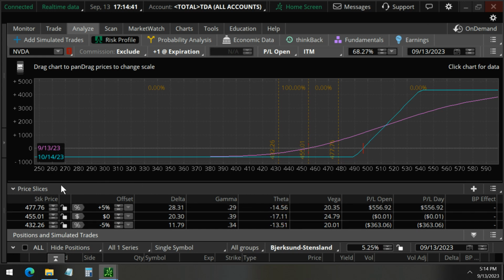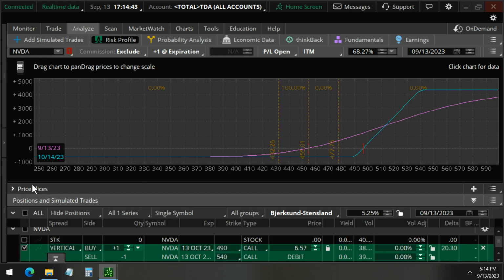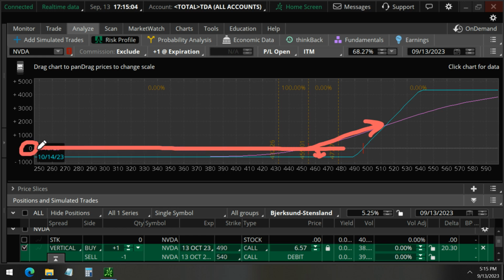The value of this call spread is decaying quite rapidly. And so this trade needs to start moving up as soon as possible to start becoming profitable. Otherwise, it will start dropping down below this zero line. Whenever that curve is below this zero, this trade is at a loss.